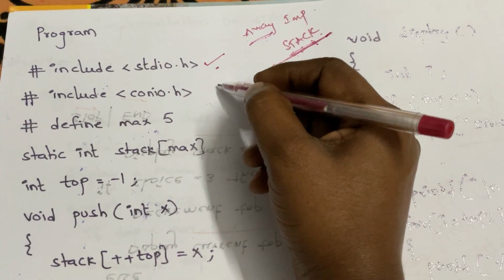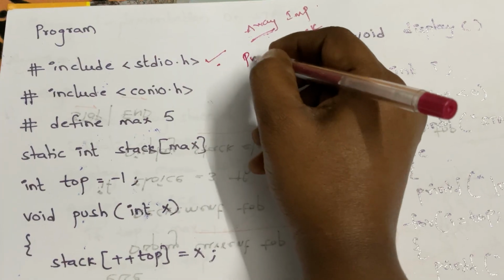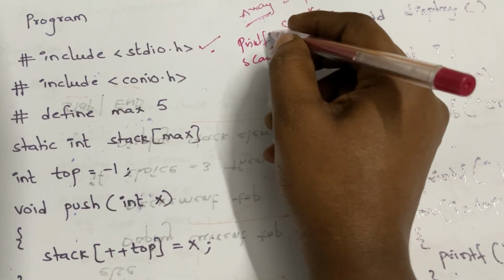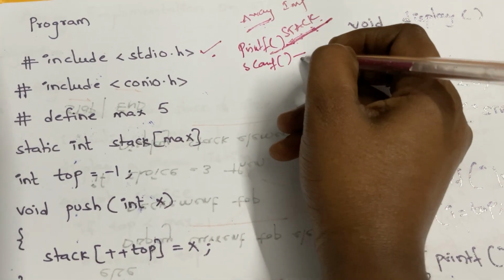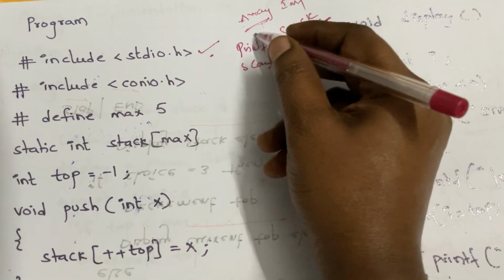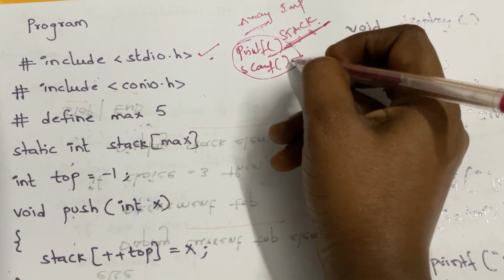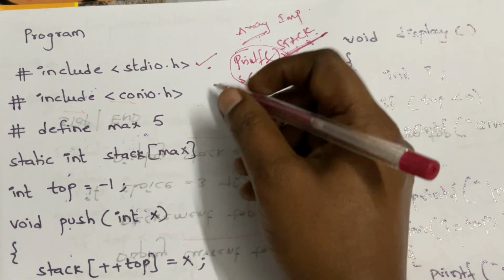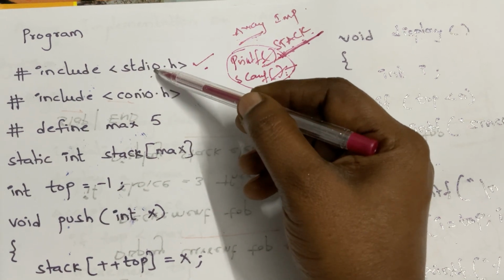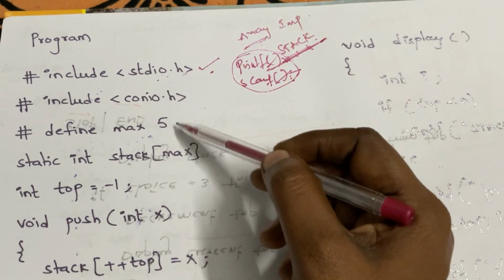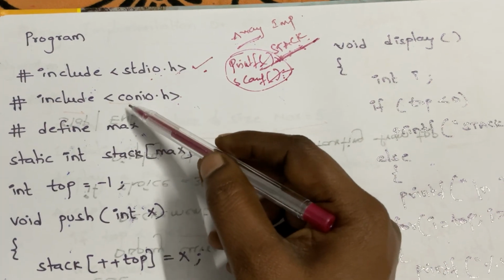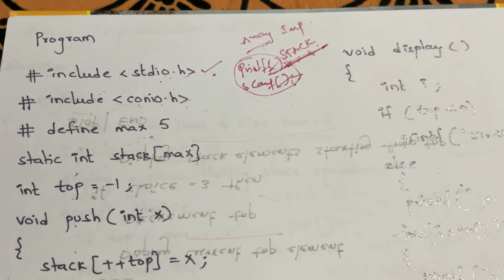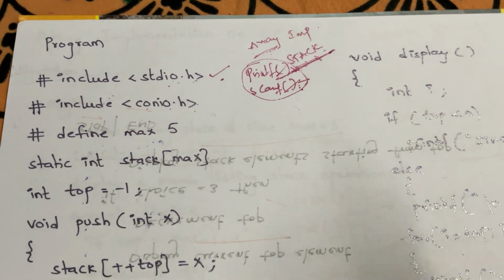If I am using printf and scanf, what are these two? Input and output functions. When you are using a predefined function, you have to include the library from where we can access the definitions of these functions. So these are output and input functions. For that I am using the standard input output library header file, and conio.h, console input and output. So I'm going to access the console for input and output.